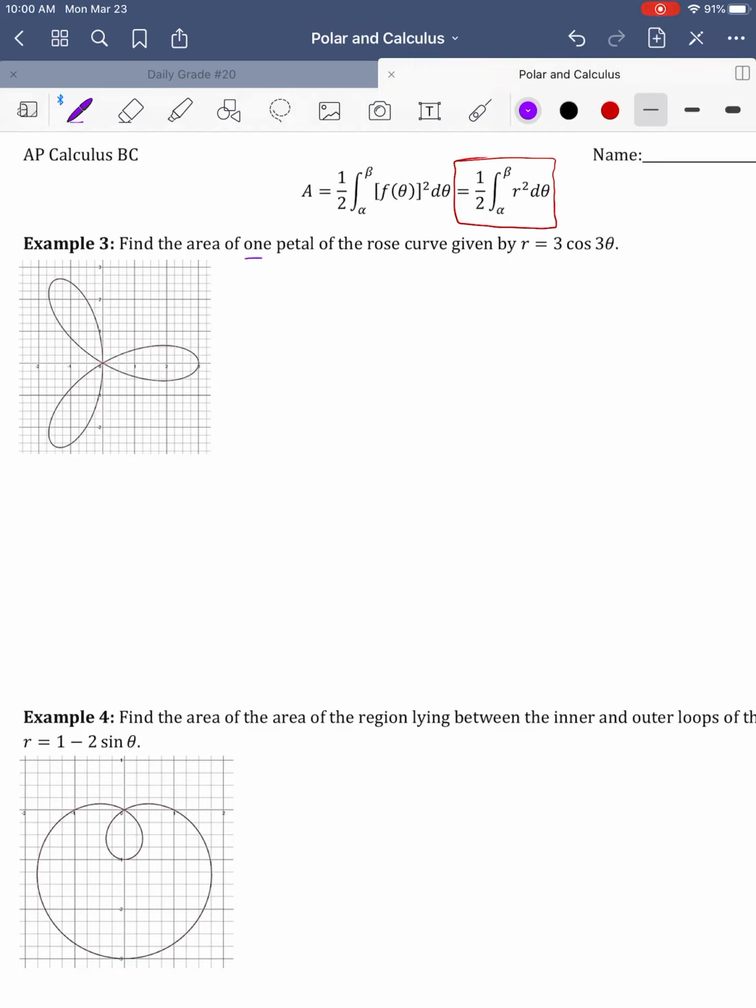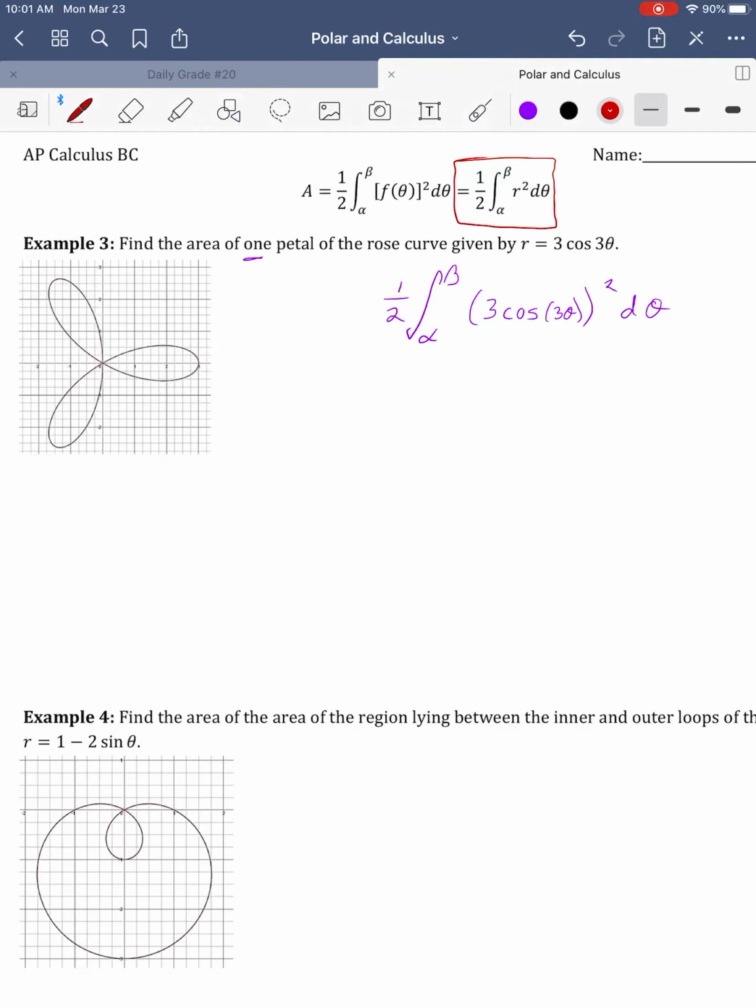All right, but I'm trying to figure out what's the area of one of them. The key is there are lots of ways to do these. The only decision I have to make: its area is 1/2 the integral from alpha to beta, where r here is 3 cosine 3 theta, squared, d theta. So the only decision I have to make here is my alpha and beta. Everything else is already finished.